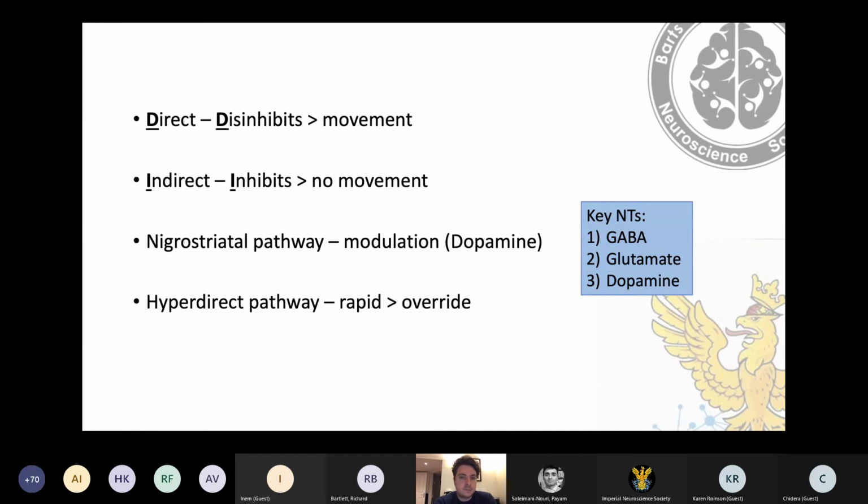And then that modulatory effect of dopamine in the direct pathway will give you bigger movements on top of what you already got. And in the indirect, creates a movement where you would not have one. And then the hyperdirect pathway, you've got a rapid override of what's going on. So i.e. I need a sudden stop.